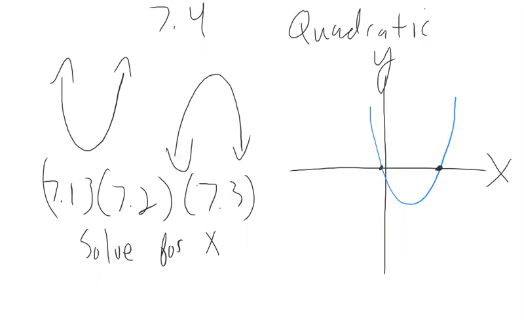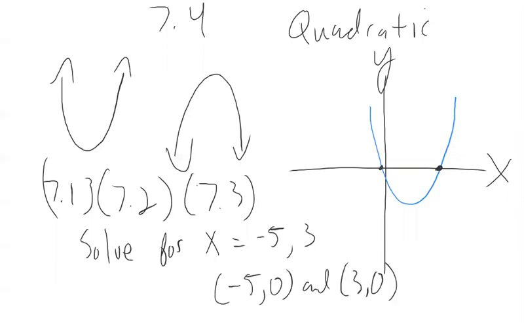So on the first problem we did today, I forgot what the answer was now. -5 and 3, right? When we solved that first one, we got x is -5 and x is 3. Mine's obviously not drawn properly, but the points then are -5, 0 and 3, 0, because these are my x-intercepts.